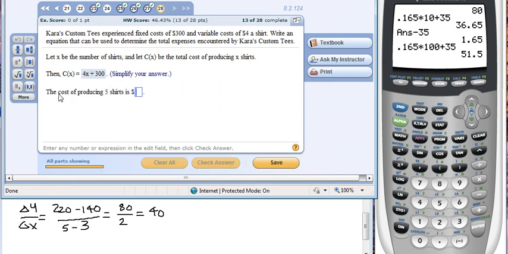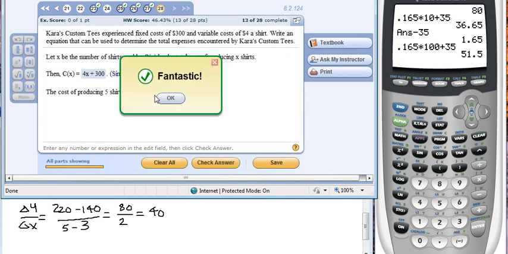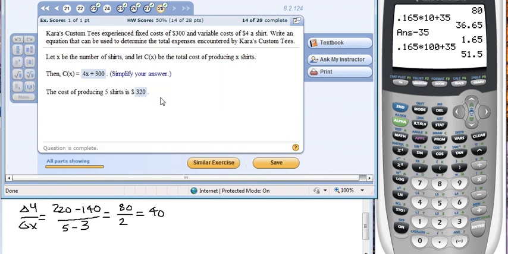So now the cost of producing 5 shirts is really like evaluating C of 5. So we're putting a 5 in here. So 4 times 5 is 20. And 20 plus 300 is $320. So that's her cost. Okay?